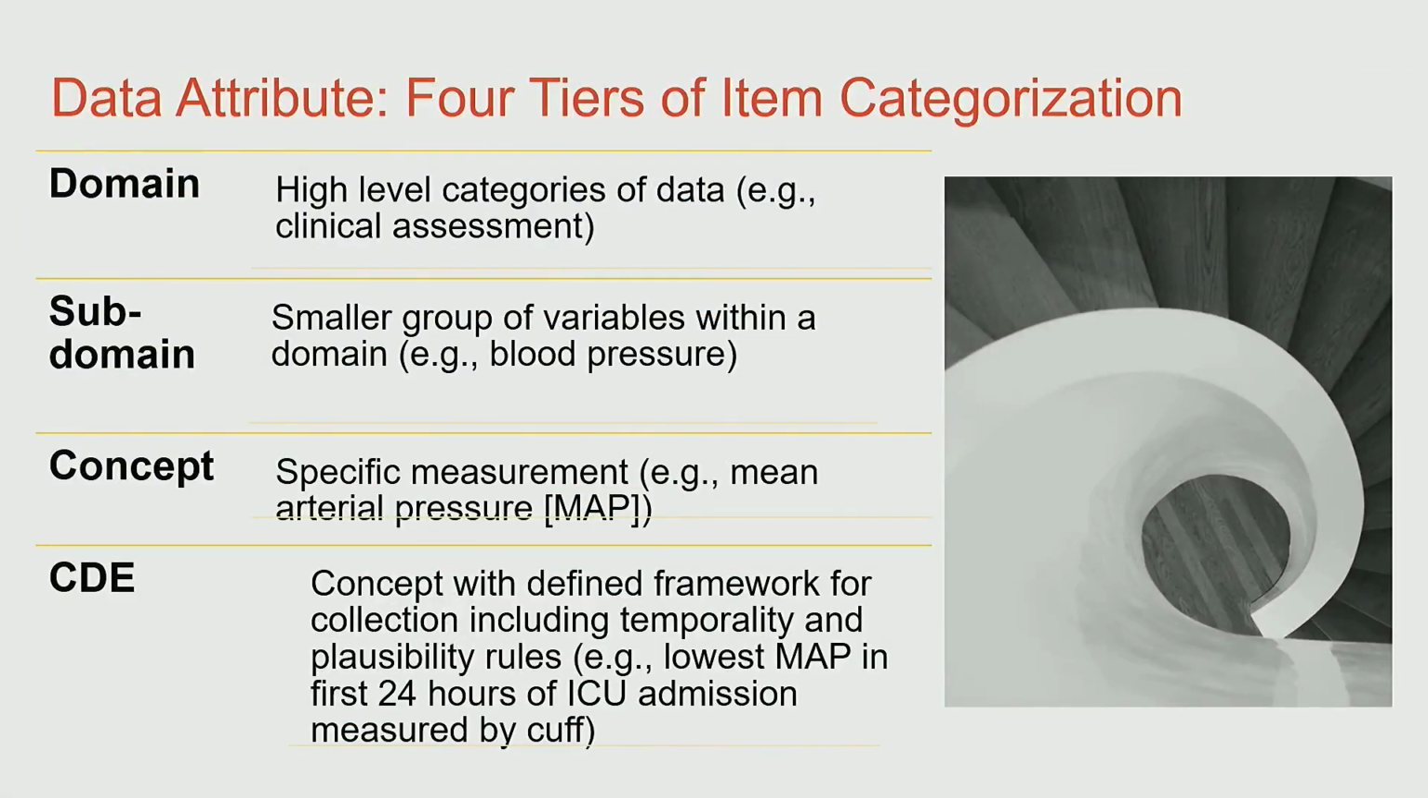So our attributes really contained 4 tiers of item categorization. So we had the high domain level. So if you think about this as being clinical assessment. We had a subdomain level, which were a smaller group of variables that might sit within clinical assessment, like blood pressure. And then the conceptual variable, so a specific measurement like a mean arterial pressure, and then what would be the common data element? How did we define that? What was the framework it sat in? And then how would we be able to measure that? So think about this, the lowest mean arterial pressure in the first 24 hours of an ICU admission measured by a cuff.